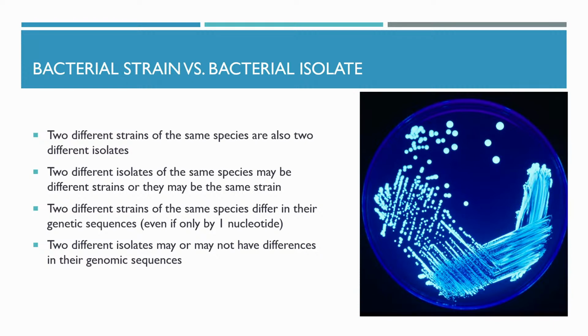If you have two different strains that come from the same species, they can differ by as little as one nucleotide, and they are now completely different strains. An isolate is something you're isolating on a plate. So if I isolate something on a plate, this, for instance, is an isolate, and this is an isolate, they can either be the same strain or they could be different strains. But if I have two strains of something, they're going to be different isolates.